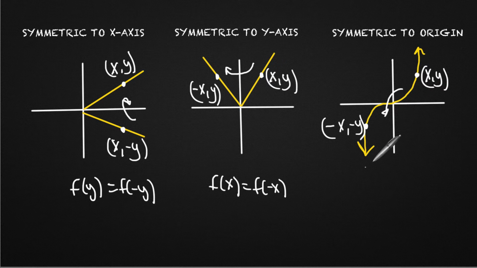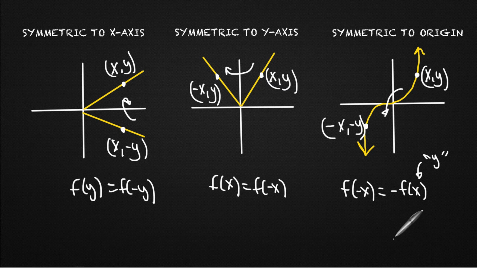Now here, it's a little different. If you have this point (x, y), then if you plug in the opposite of x, you will get the opposite of y. So how does that look? Well, f of negative x is going to equal negative f of x. Now let's make sure that's understandable. f of negative x means to plug in the opposite of x. Well, f of x is another way of saying y. So what happens when you plug in the opposite of x for an odd function, or symmetrical to the origin? You get the opposite y value. So let's see how this works on a few sample problems.